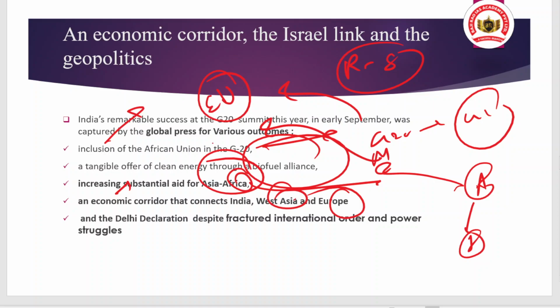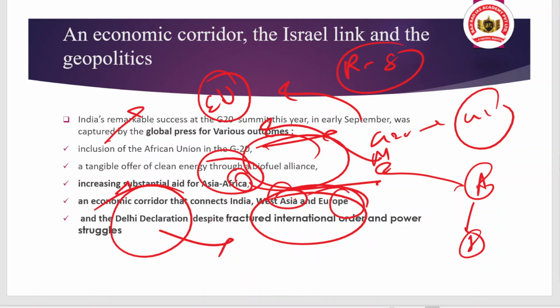And along with that, the final declaration, the Delhi Declaration, highlighted India's diplomatic power, okay, despite the fractured international order and power struggles we are seeing between US and China, between US and Russia, okay, that is the point. So this also indicated our Delhi Declaration and the diplomatic success. And remember these keywords: fractured international order, power struggles, because you have to use these keywords in mains answer writing, and this will help your answer look good. So that is the point.